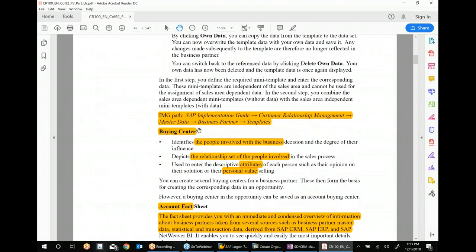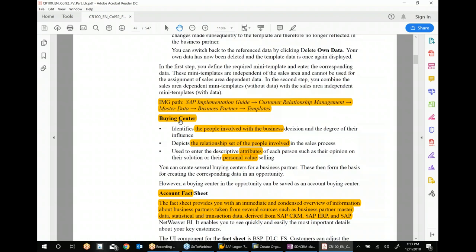There is also a concept called buying center. Make a note of this term called buying center. Now, buying center is a very interesting feature. What does the buying center do? Many times when we are selling a product, let's say I'm selling a CRM to Johnson & Johnson, who are we selling it to? There might be multiple people involved. There may be a sales manager, a sales vice president, a purchase order, a CIO, an IT director. All of those people are involved, each with authority, role, responsibilities and influence, and all these different business partners together make a buying decision. In SAP, we can define that as a buying center.